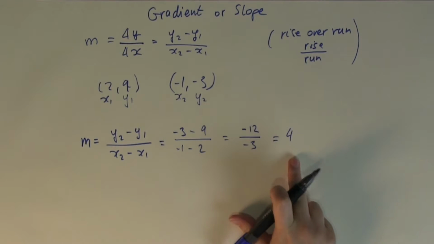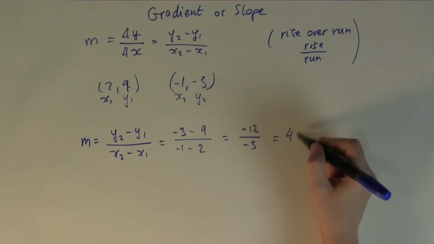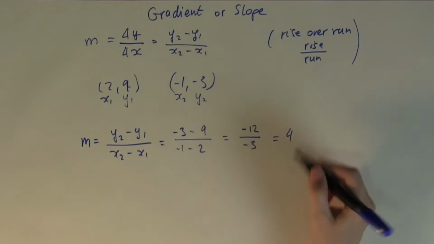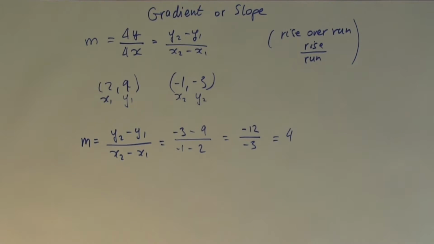What does it mean for me? Well, it means that if I change 1 in the x direction, I'm going to have to go up 4 in the y direction. And because it's positive, I'm going in the positive direction with both of them.